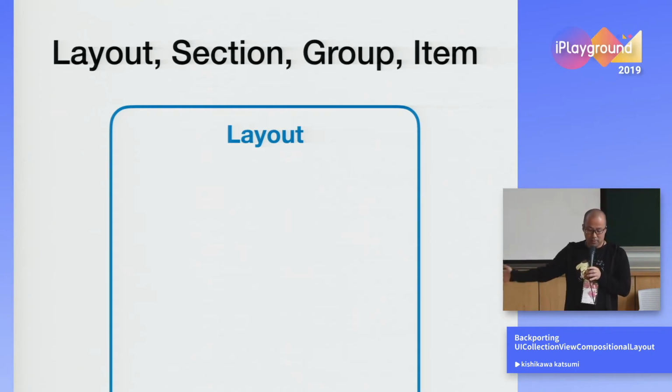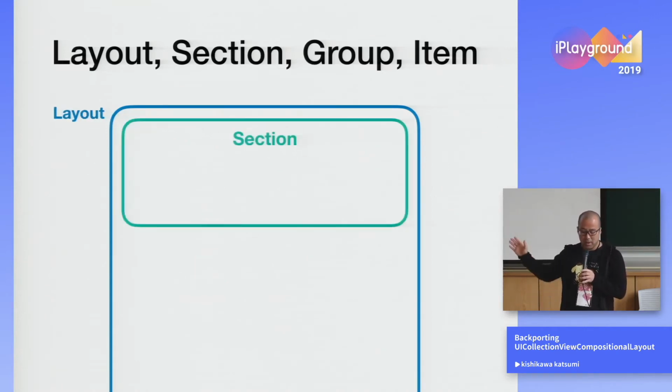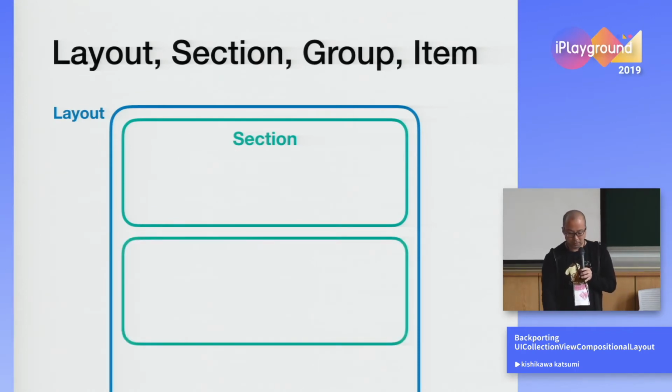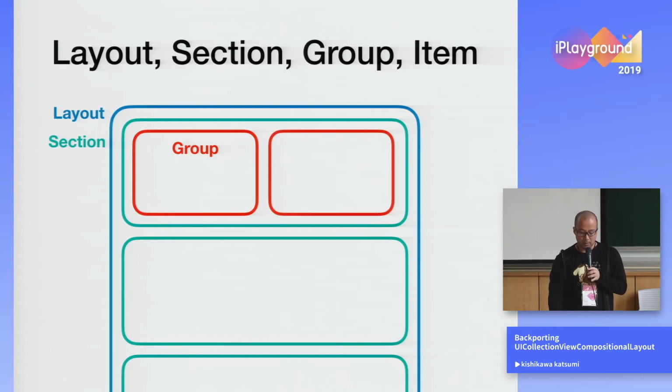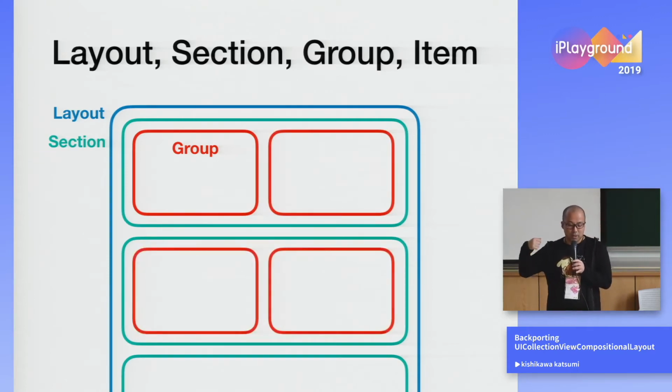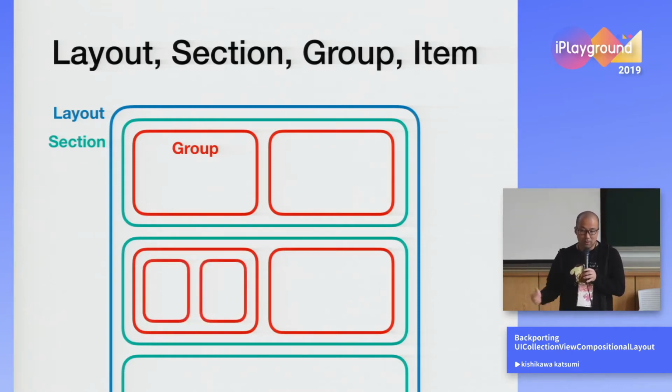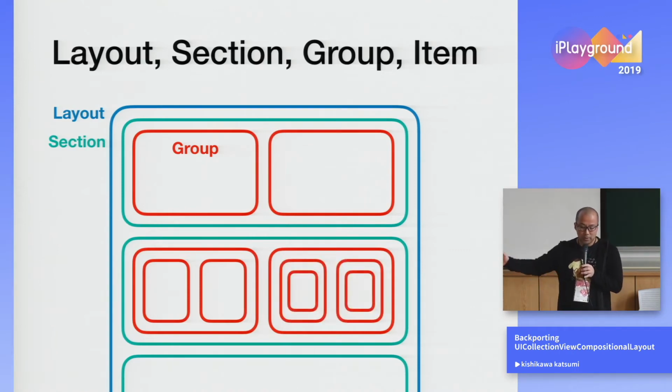There is only one layout as the outermost container. A layout can have multiple sections. A section has multiple groups. Groups can also be nested indefinitely. There's no limit for nesting. This brings tremendous flexibility.